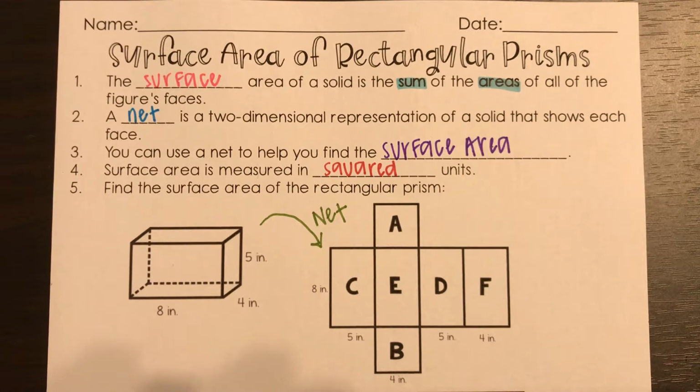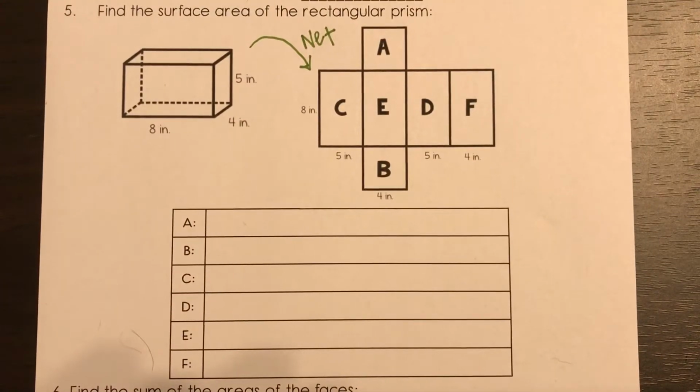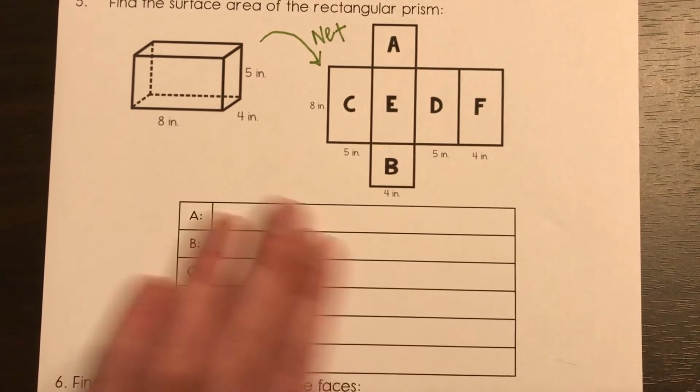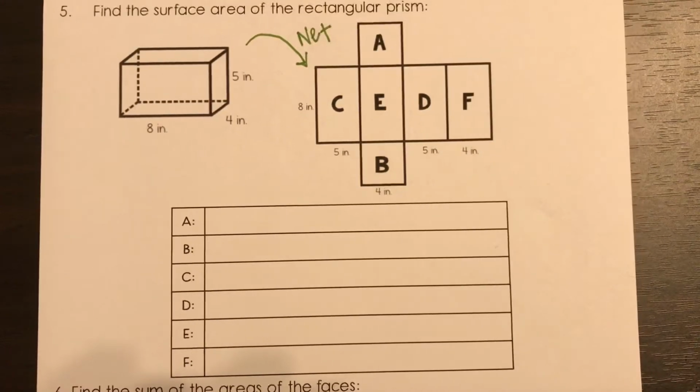So first, like I said, we're going to start with a rectangular prism. They have their rectangular prism right here, and then they unfolded it to make this net right here. And down below, it wants us to go through and find the area of each side. Excuse the little dog hair on it. Alright, it wants you to find the area of each side and then add them together.